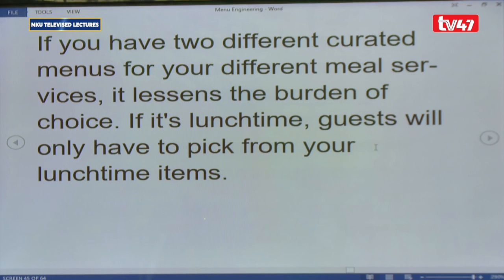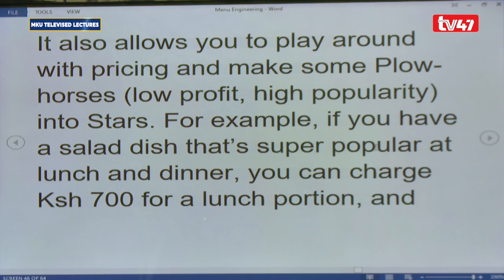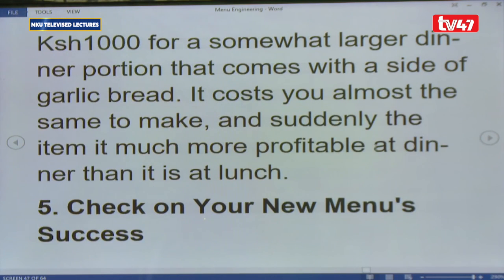It is not just about the price, just about the menu item. And so we are encouraging, please reduce the number of items you have on your menu card. Now, if you have 2 different curated menus for your different meal services, it will lessen the burden of choices for the guests. They can go to the lunch, or the dinner, or they only deal with the breakfast menu. Of course, this will allow you to play around with the pricing, and you can turn some plow horses, the low profit, high popularity items, into stars. That's a possibility that we can do in that case.